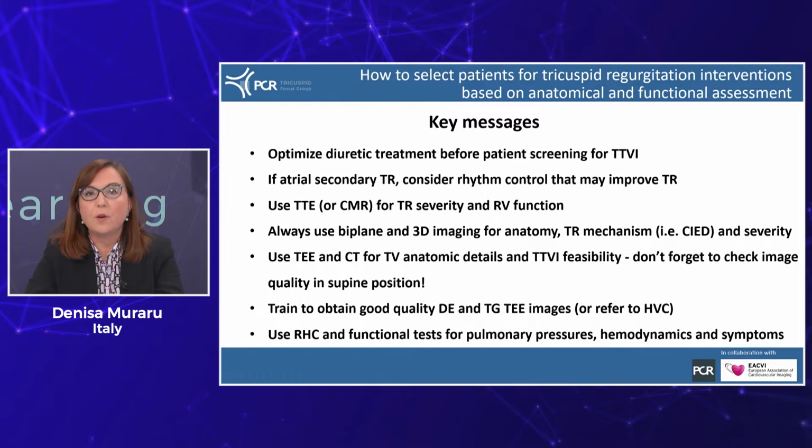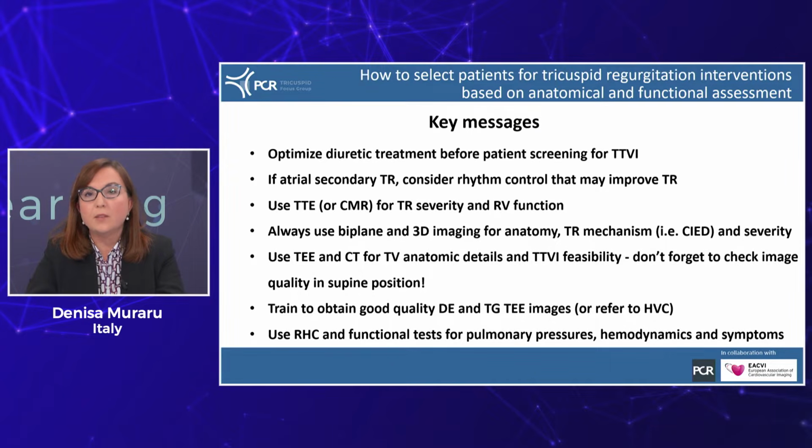So first of all, optimize diuretic treatment before the patient screening, because this will affect also the TR severity and the gap size. So usually these patients have to undergo a diuretic treatment just before the intervention. If you have a natural secondary TR, you need to consider rhythm control because this may improve the TR. You have to use transthoracic for assessing the severity, but transesophageal echocardiography is a must for assessing the anatomy.